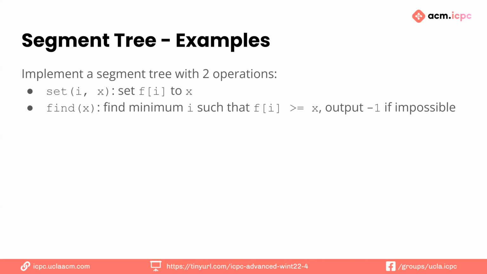Okay. All right. I guess are there any more questions on this slide? Then we go to our next example, which is kind of different because we still have the assignment for updates, but for a query, we find the minimum index such that f sub i is greater than or equal to x. If we can't find it, we output negative one. So this is different from what we had before because it's more like a search than a query, a sum of a range. So any ideas? You don't have to have ideas because it's difficult. I don't know how to do it.